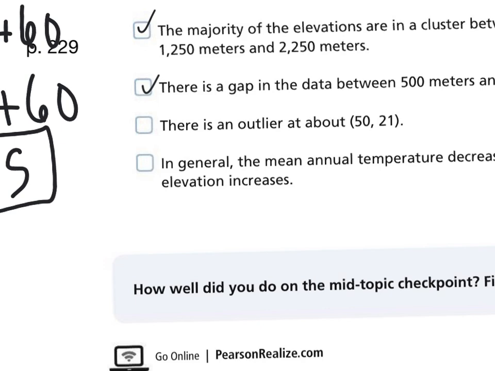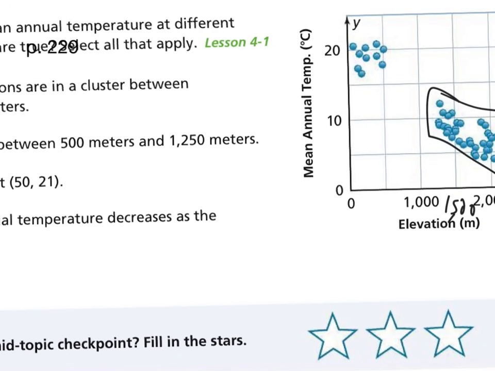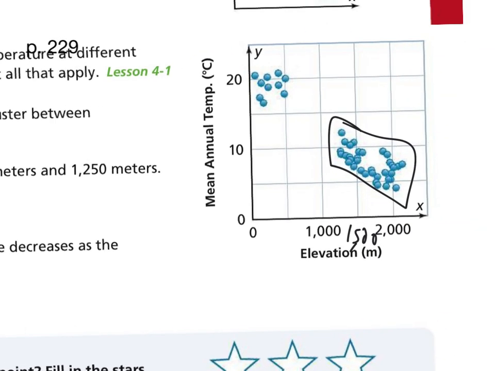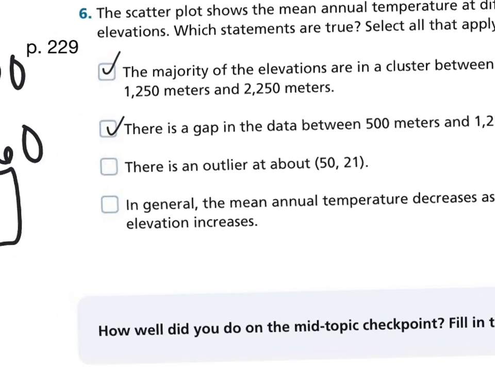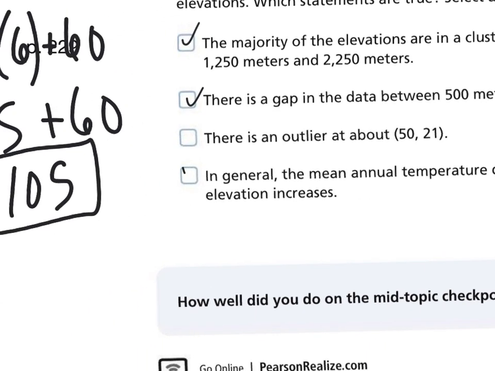In general, the mean annual temperature decreases as the elevation increases. So temperature decreases as the elevation increases, which means it's a negative relationship. Remember, they do opposite things from each other. So that I would agree with as well. Okay, you go to higher elevation, the temperature is going to get lower.